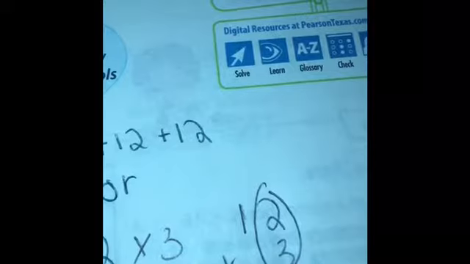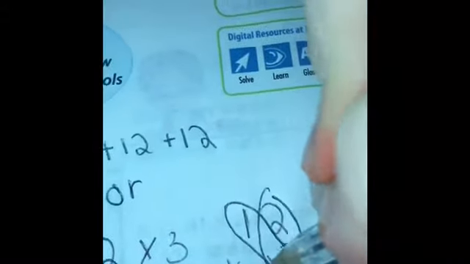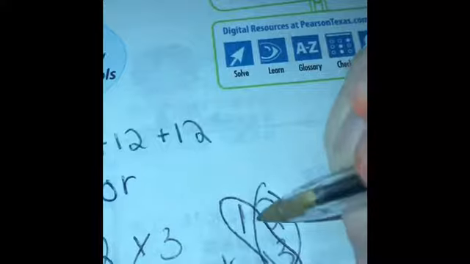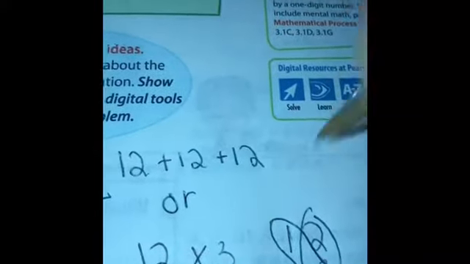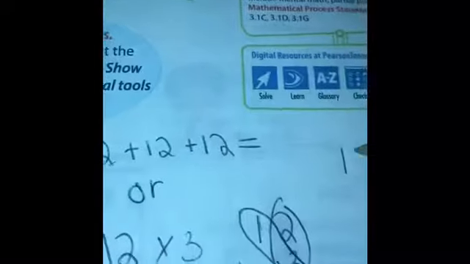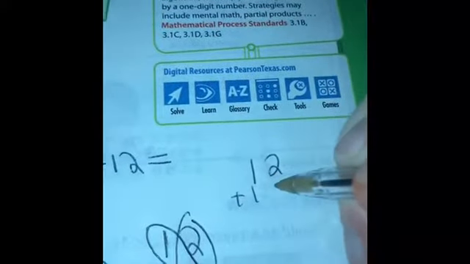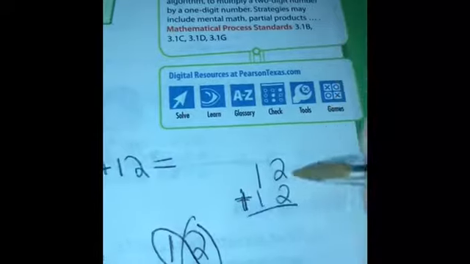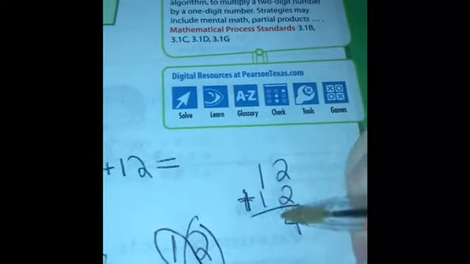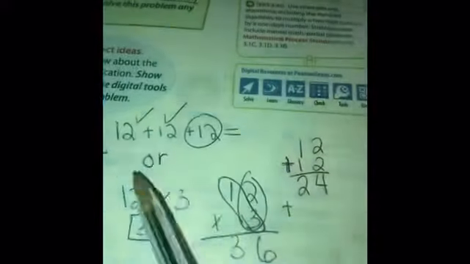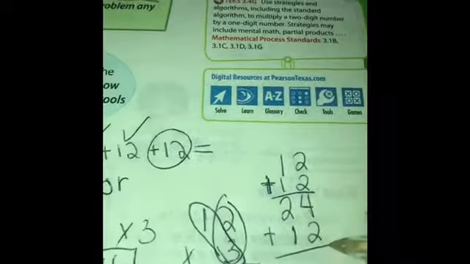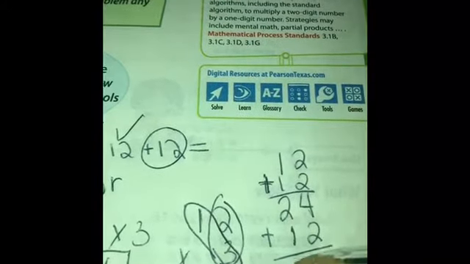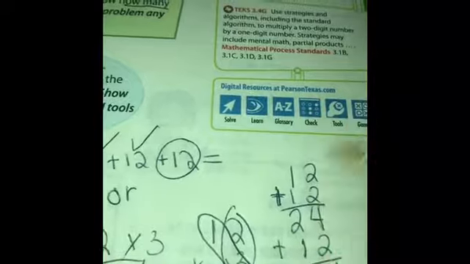2 times 3, 6. Anything times 1 equals the same number. So 3 times 1, 3. So my answer is 36. To double check my work, just to make sure that I did it right, I'm going to add 12 plus 12, 2 plus 2, 1 plus 1. Okay, I already used the first 2. I'm missing one more 12. So it's 24 plus 12, 4 plus 2, 2 plus 1. Answers match, so my answer is right.